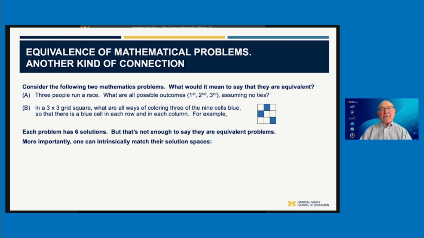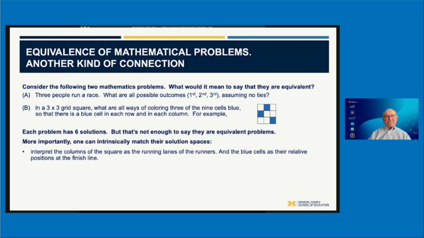For example, if we imagine in the colored grid square that the columns of the square are the running lanes of the 3 runners, and that the blue cells represent the relative positions of the 3 runners at the finish of the race, then we see that this represents an outcome of the race, first, second, and third. And so we get an exact matching of the solution space of the colored square problem with the solution space of the 3-way race.